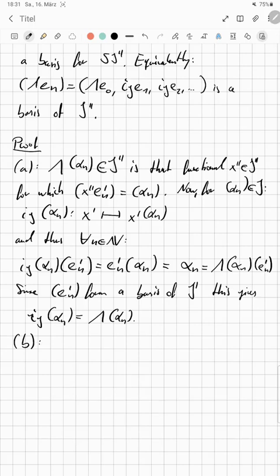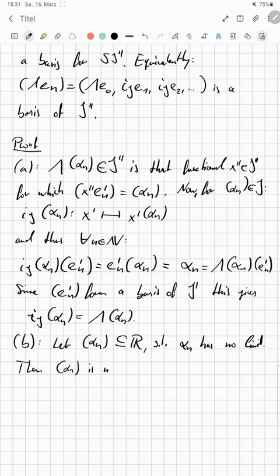Okay, for B, let's take alpha n, a sequence of reals, such that alpha n has no limit, so it does not converge.